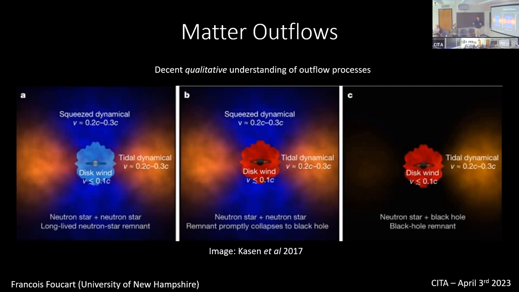What we know is that if you have a large neutron star, it's easier to disrupt it, so that means more outflow. If you have a low mass black hole, you have a better chance of disrupting the neutron star, more outflows. If you have rapidly spinning black holes, also more outflows. Those are kind of the important parameters here.